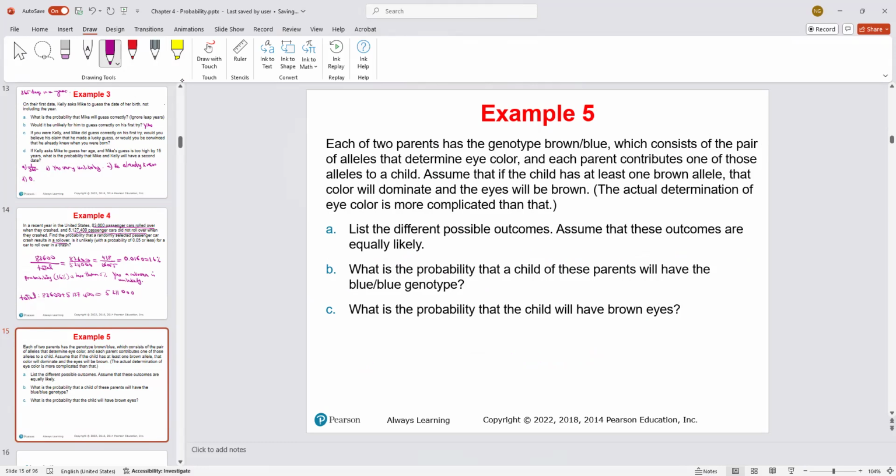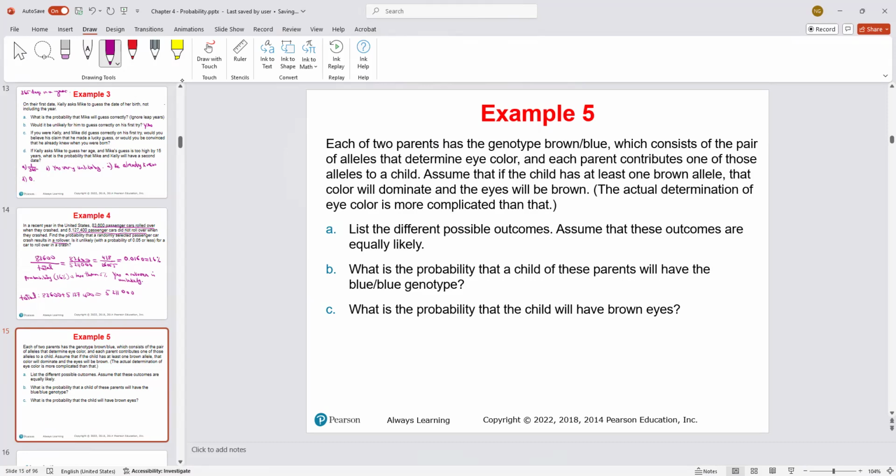Each of two parents has a genotype, brown and blue, which consists of the alleles that determine eye color, and each parent contributes one of those alleles to a child. Assume that if the child has at least one brown allele, that color will dominate and the eyes will be brown. The actual determination of eye color is more complicated than that, so we know that already.